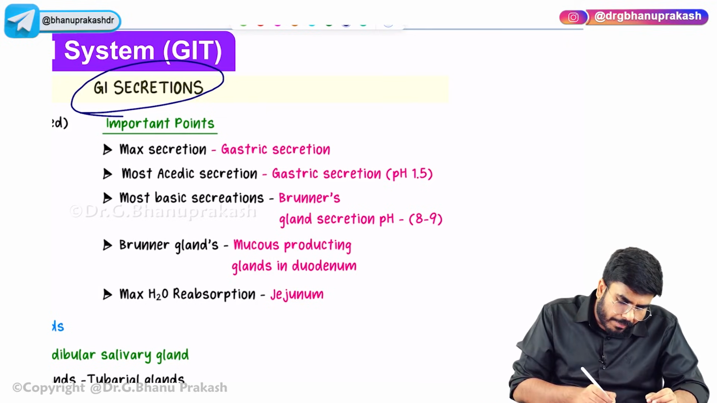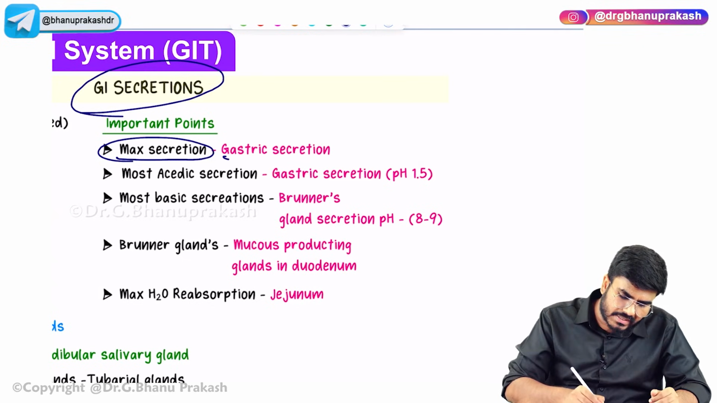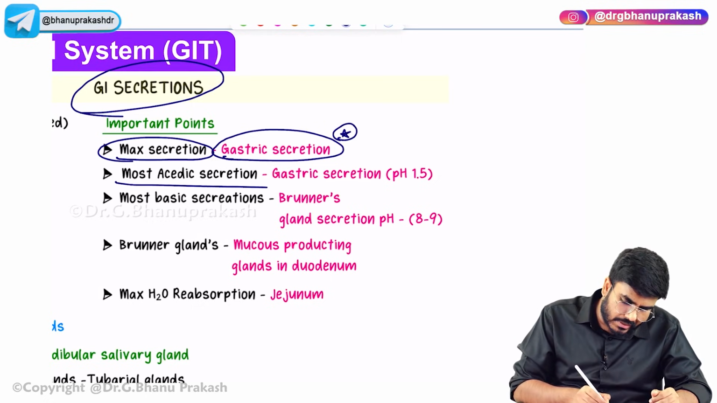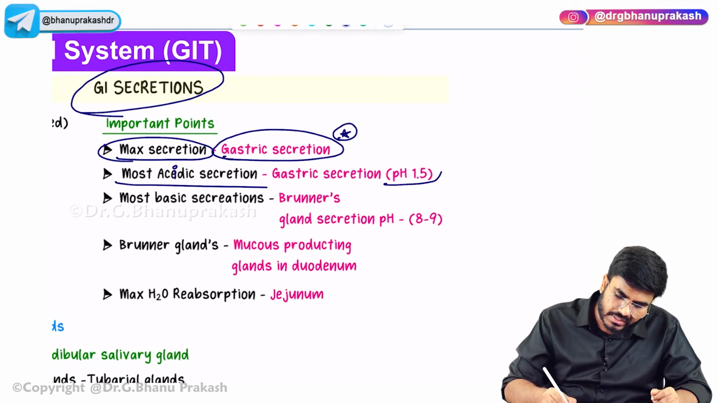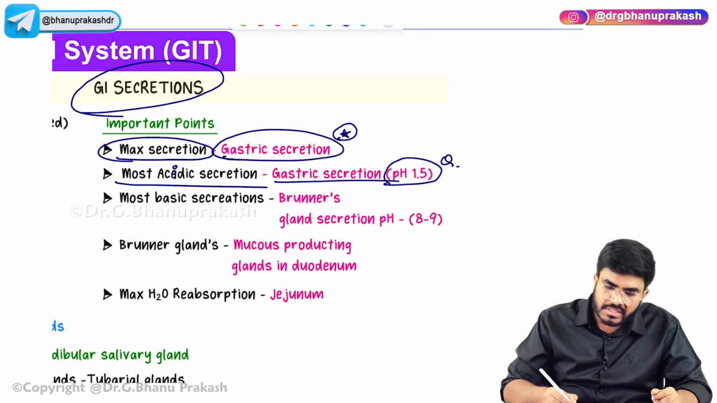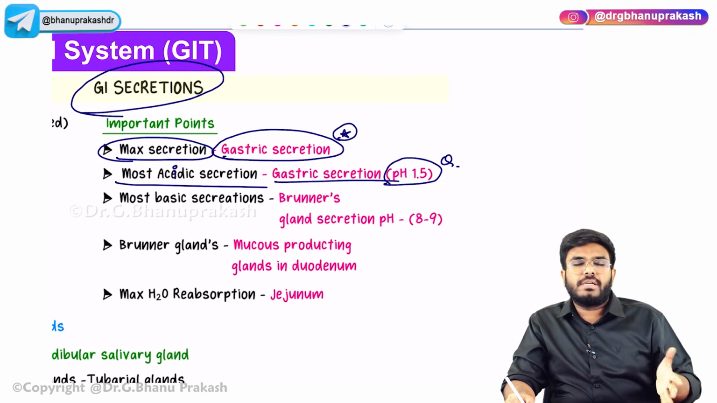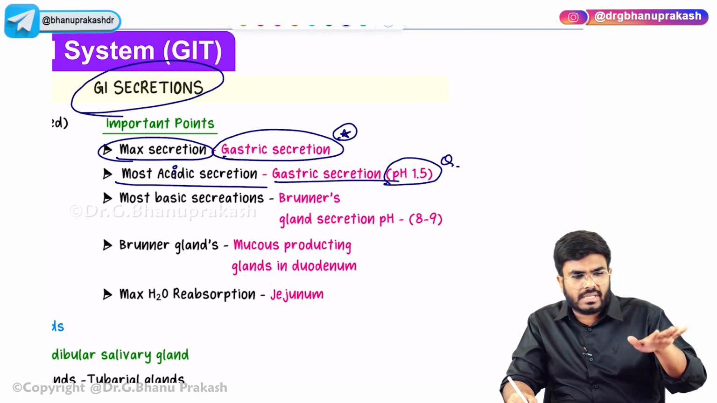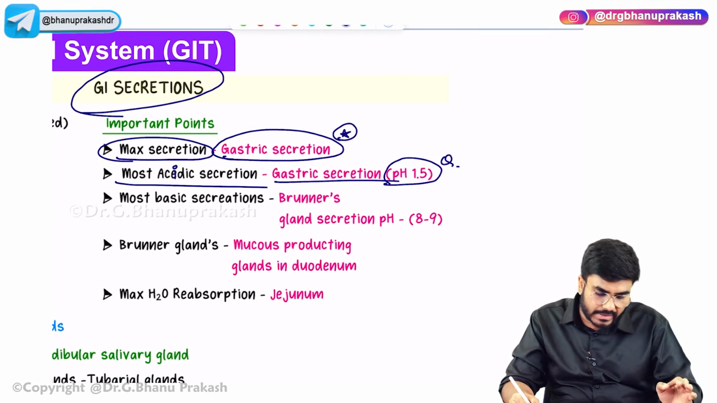Important point: out of all the secretions, which is the maximum secretion? It is the gastric acid, and this is the most acidic secretion. The pH, if you check, will be 1.5. MCQ. The gastric secretion is maximum, and its pH is the least, highly acidic. The less the pH, the more acidic the nature. So the pH is going to be very low, a highly acidic substance.